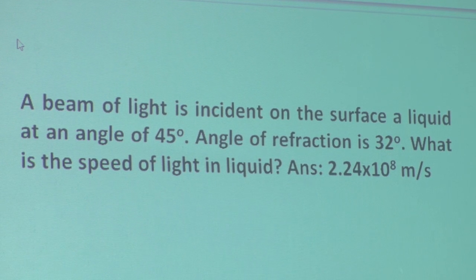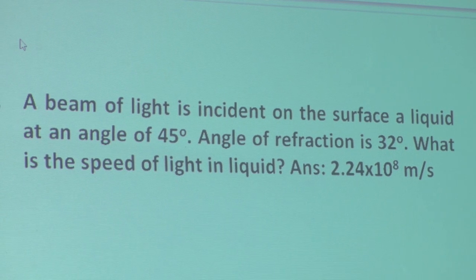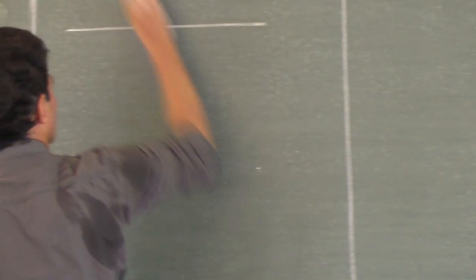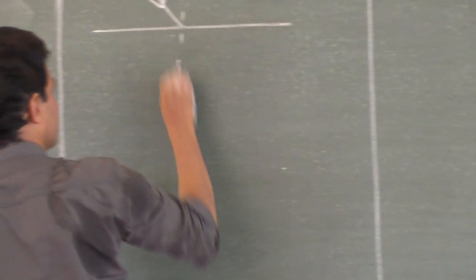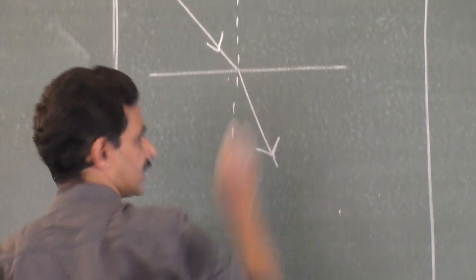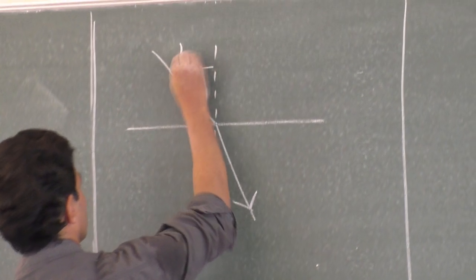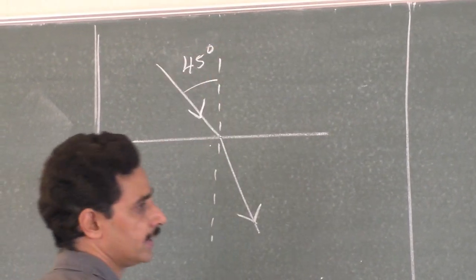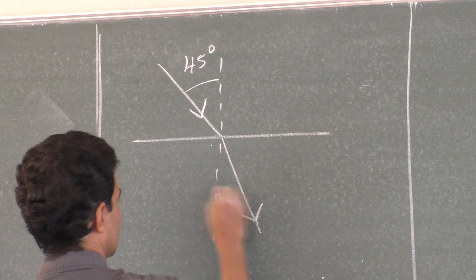Okay, take the paper and try to solve this. Now, if you come back to the board, a beam of light is incident on the surface of a liquid at an angle of 45 degrees. Hope you have not forgotten what is sine 45. So it undergoes refraction like this. This is 45. Okay, and it undergoes refraction at 32 degrees.